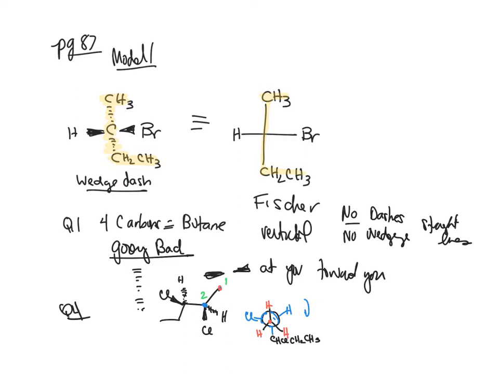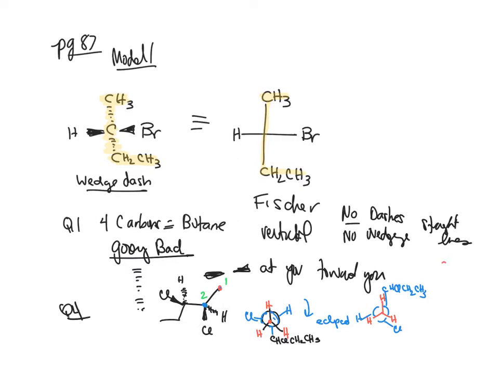so we have the eclipsed. So here we'll keep the front the same, and then we'll rotate the back. And so we'll put chlorine here. We'll put CHCl, CH2, CH3 there. And then this one has a hydrogen as well. And so if you were to do this down the C1 and C2, we would have the CH3 here on the wedge.